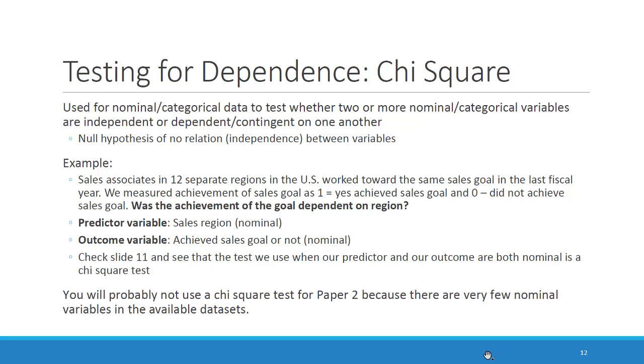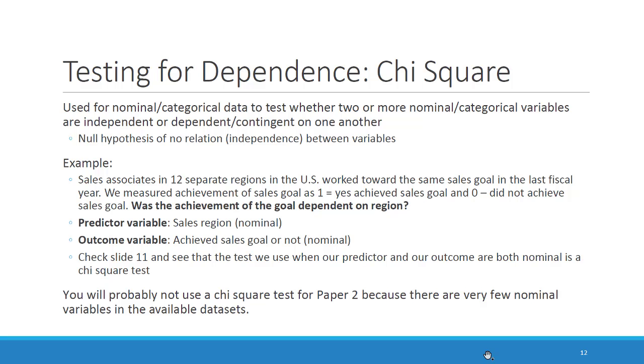We'll first talk about the test for dependence, which is our chi-square test. Again, this is used for nominal or categorical data when you have both your independent and your dependent variable being nominal or categorical. And it tests whether these variables are independent or dependent or contingent upon one another.